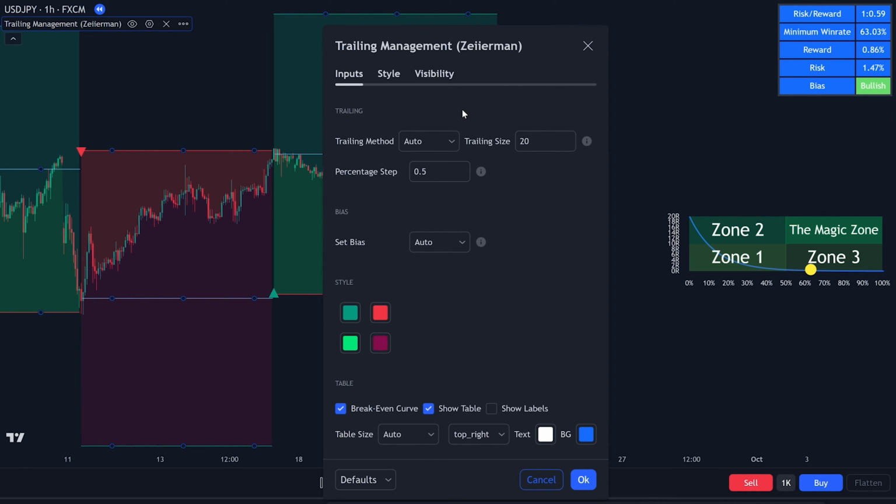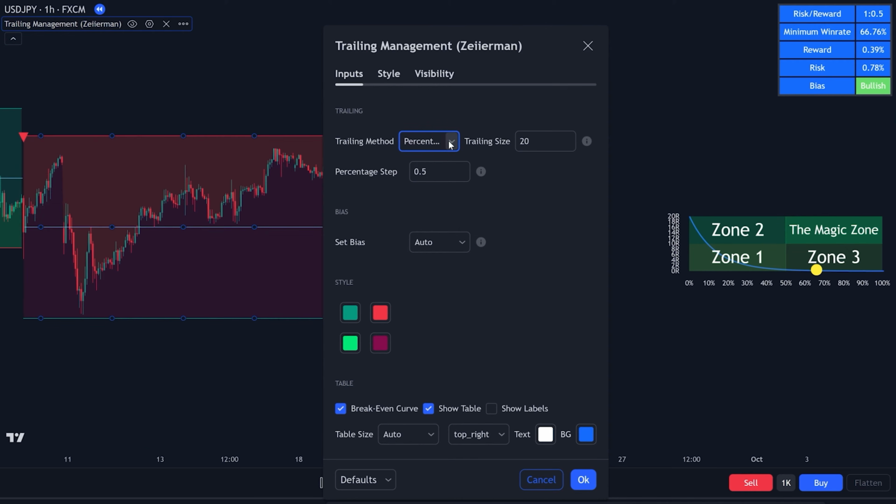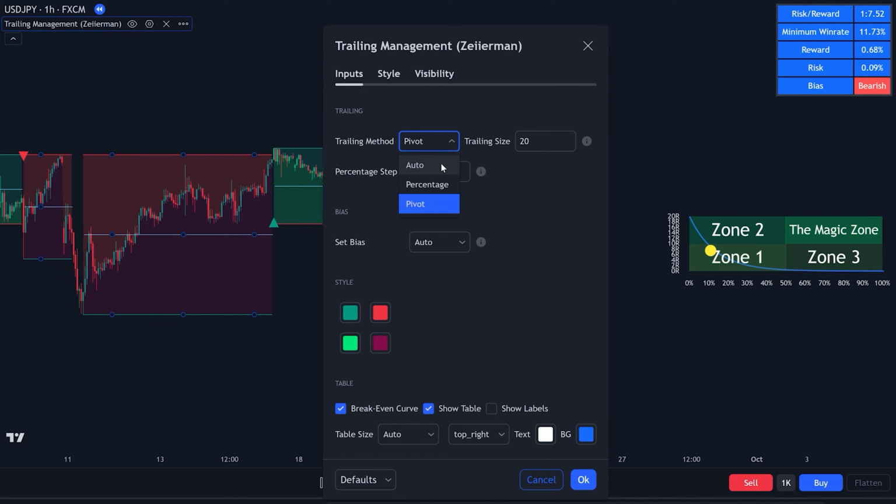In the input settings, you will find the Trailing Method option. With this option, you can select the method used to calculate the trailing stop. Auto dynamically calculates based on market conditions. Percentage uses a fixed percentage for trailing. And we have pivot option as well. For now, I'm keeping the default setting, which is auto.